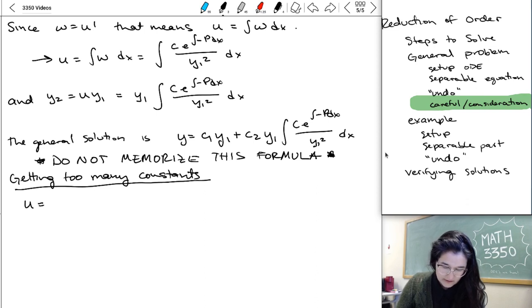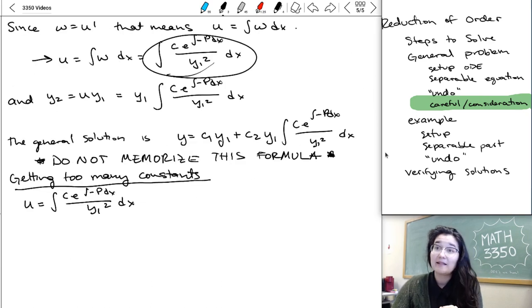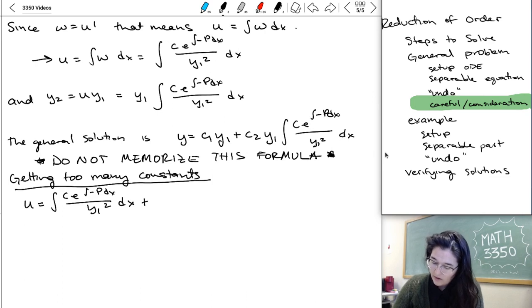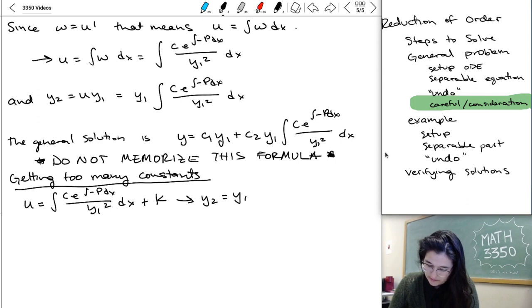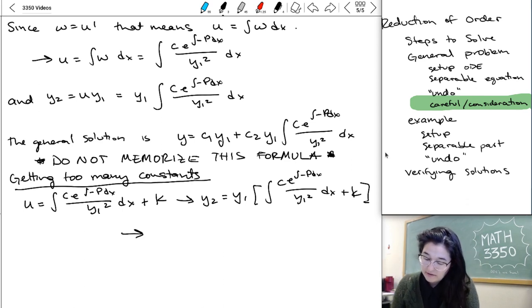But here are the examples of getting too many constants. If you have u equal to the integral c e to the integral minus p dx over y1 squared dx in, I am so mad at the tablet today, in this step right here. And you also, when you compute that integral, introduce like plus a constant k. That's going to lead you to y2 is y1 times that big old integral plus k. So that's going to lead you to the general solution. y is c1 y1 plus c2 y1 times all that stuff.